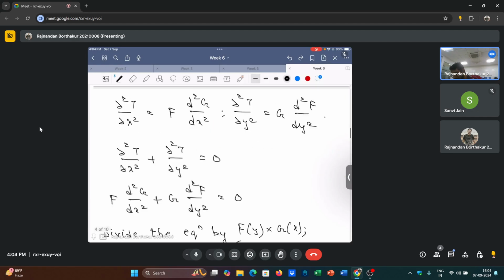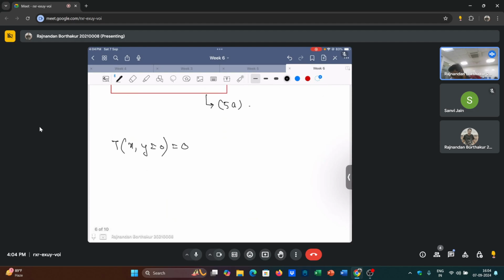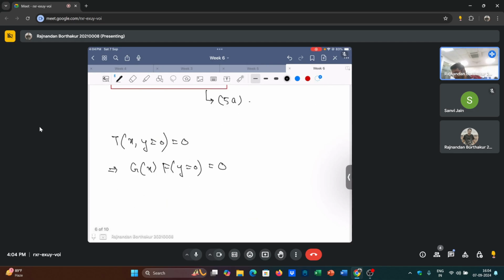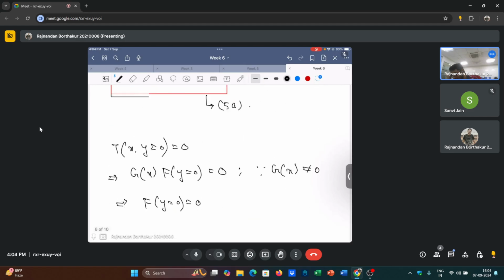So the first boundary condition is T at x for y equal to 0 is equal to 0. My temperature is the product of g of x times f at y equals 0, and this is equal to 0. Again, the same logic is that g of x cannot be equal to 0. That is simply because if g of x is 0, your temperature field vanishes to 0, which is not physically possible. Which means that f of y at y equal to 0 is 0, since g of x is non-zero.